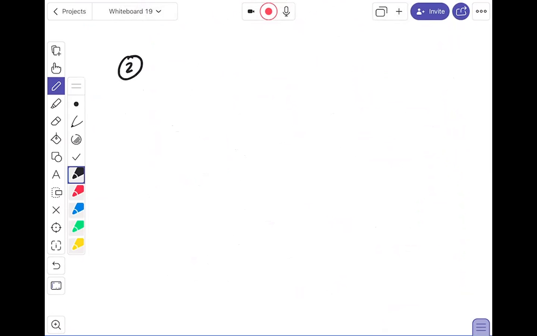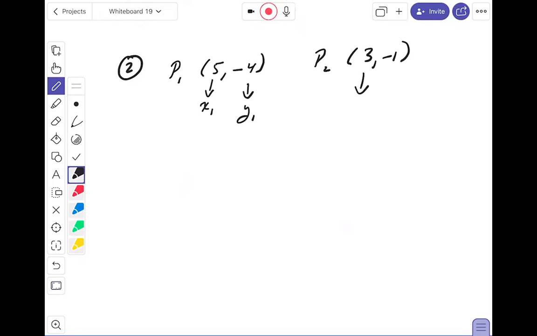I'm going to number 2. Number 2 says find the distance to the nearest hundredth between the given points. I'll write this down. P1 is 5, comma minus 4. This is x1, and this is y1. And P2, I'm just reading this from the notes, is the point 3, comma minus 1. This is going to be x2, the second point, and this will be y2.